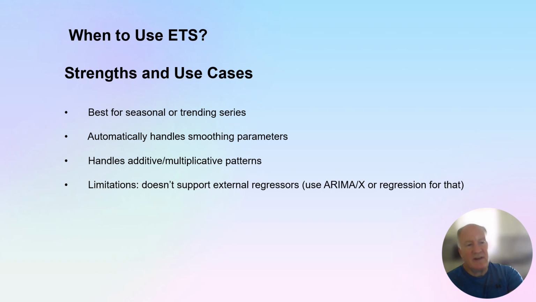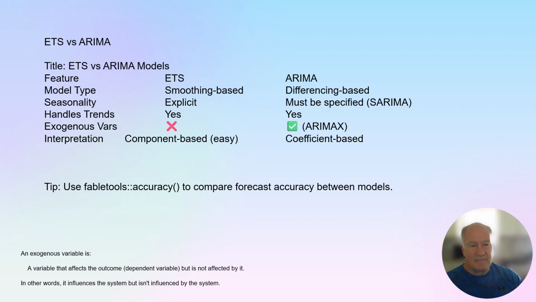So when to use ETS? It's best for seasonal and trending data, and it automatically handles smoothing parameters, and it handles additive and multiplicative patterns. Its limitation is it doesn't support any external regressors, and you would probably use ARIMA for that.